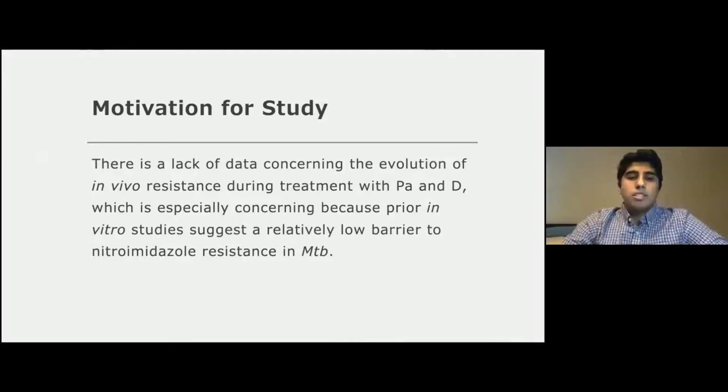So as a bit of background, we were motivated for this study because there was a lack of data concerning the evolution of in vivo resistance during treatment with protominid and delaminid. And this is especially concerning because prior experiments have shown that compared to other anti-tubercular drugs, both of these nitroimidazoles don't really have that big of a barrier to resistance.